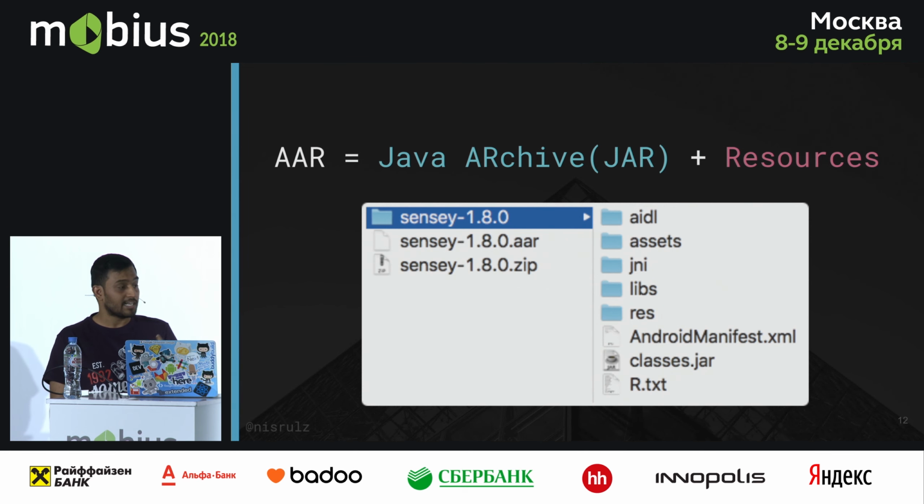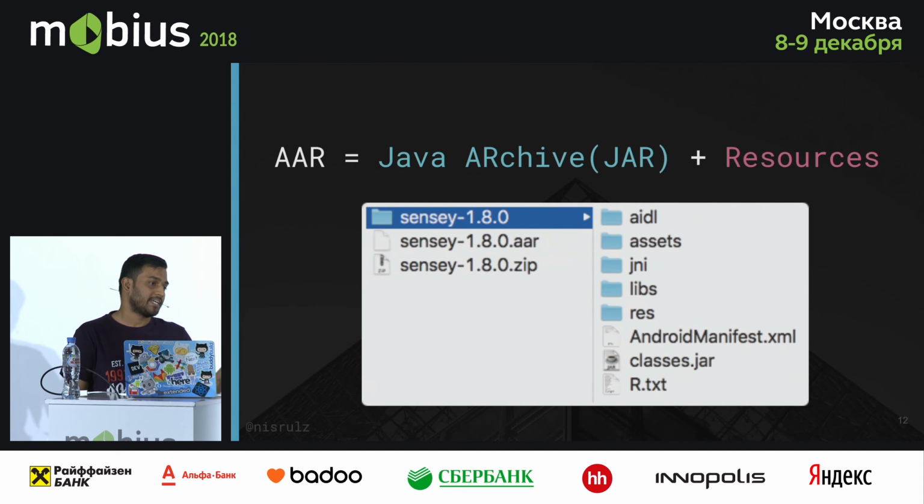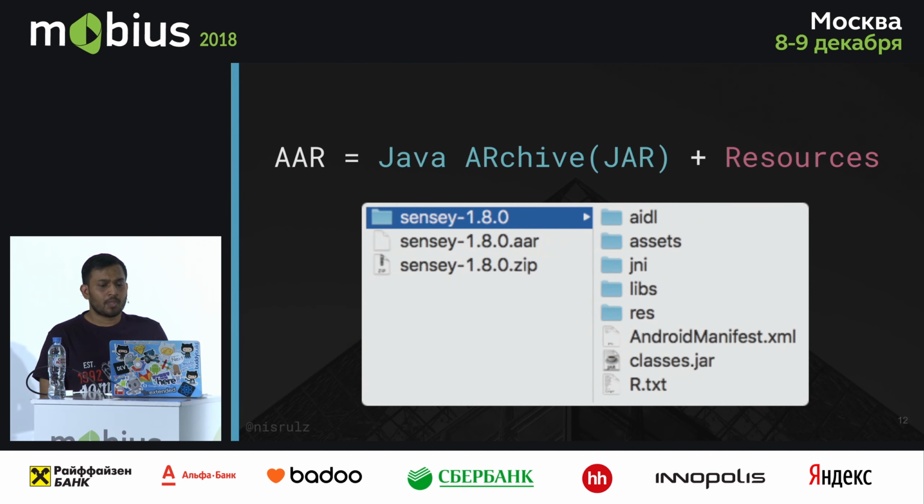It contains the classes.jar, the Java archive I was talking about. And then there's a res folder, which probably would contain all the resources. And then there's a JNI folder, which will probably contain other kinds of native libraries, compiled libraries. And also a libs folder, which might contain other jar libraries too, which is good to understand.